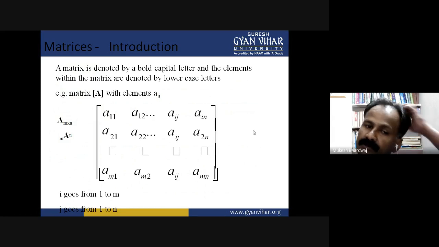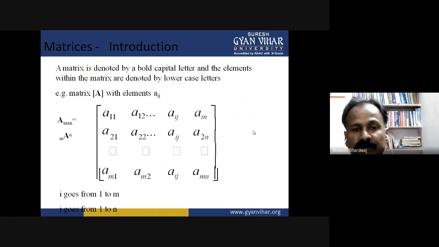If I talk about a11, that is the element that stands at the position of first row, first column. a12 is the element at the position first row, second column. Similarly, a21 is the element at the second row, first column position. a22 is at the second row, second column position. So these are the representations of a matrix in general.